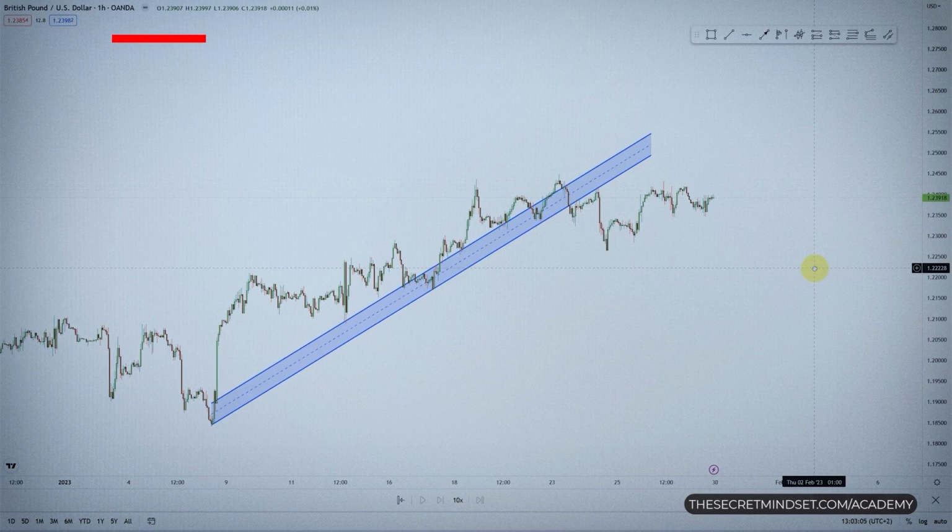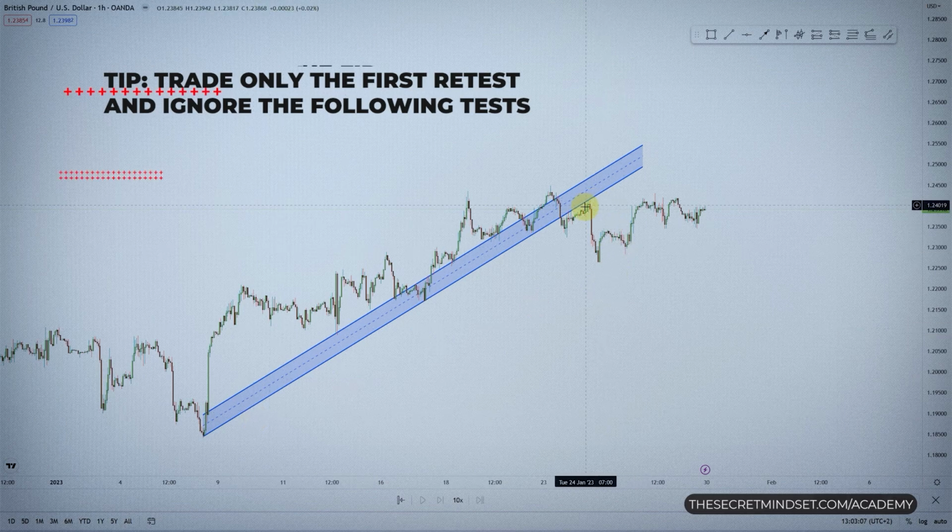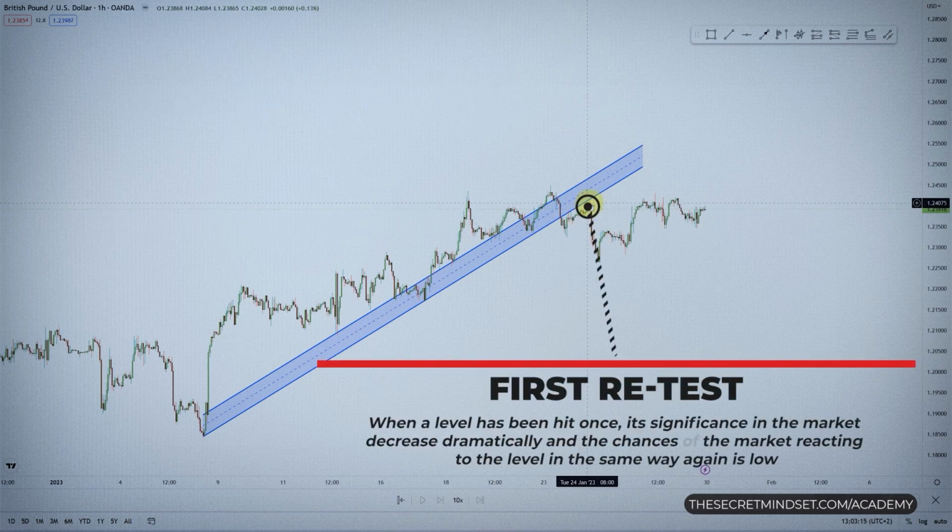I personally trade only the first retest and ignore the following tests. I have one rule: the breakout level can only be touched once. When a level has been hit once, its significance in the market decreases dramatically, and the chances of the market reacting to the level in the same way again is low.